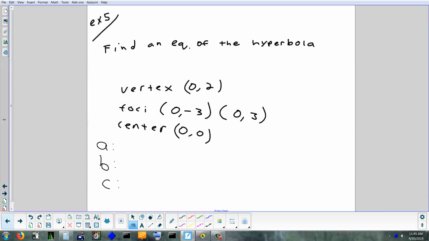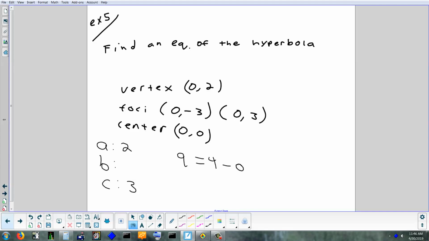Okay. How about Sam? What is A going to be in this case? It would be 2. Yep. A is 2. B, you never have enough information to find B directly, ever. Unless it's an ellipse, you can sometimes. But you always really find A and C. Okay. C is center to focus. So what's C? 3.